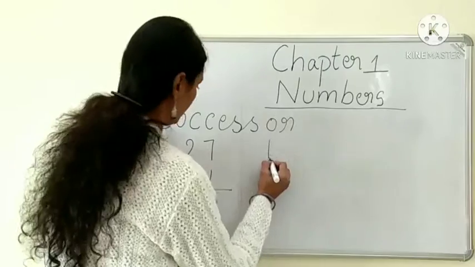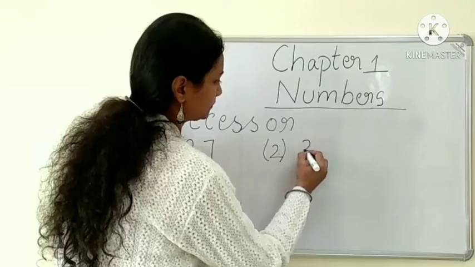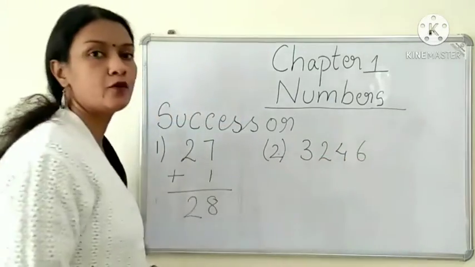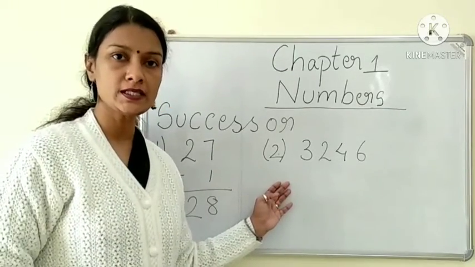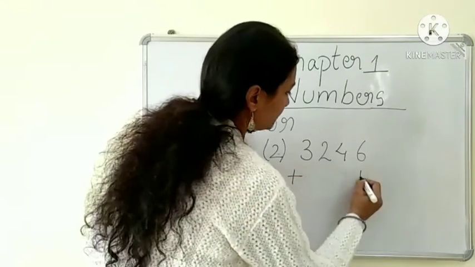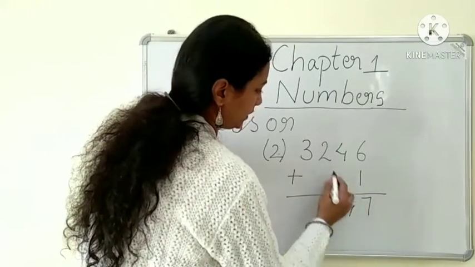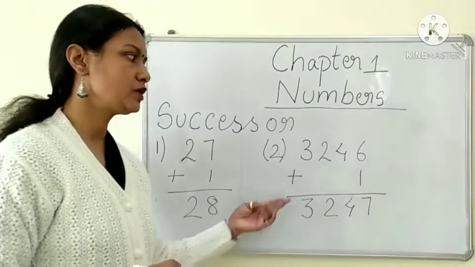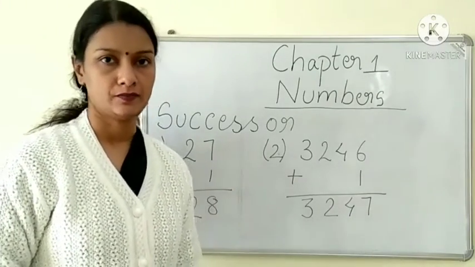Now for example, we'll take 3246. So what will be the successor of 3246? What I told you, we can add 1. So let's add 1 here. 6 plus 1 is 7, then 4, 2 and 3. So the successor of 3246 will be 3247. Understood?